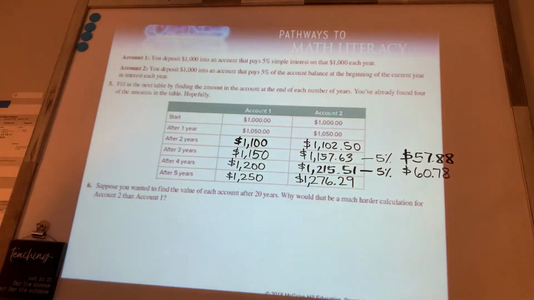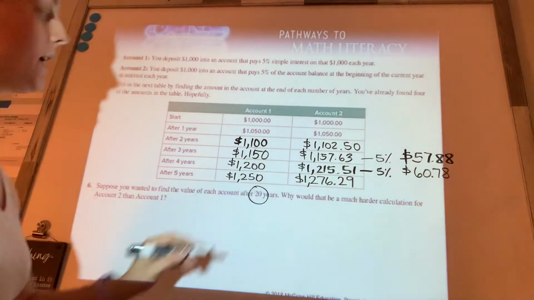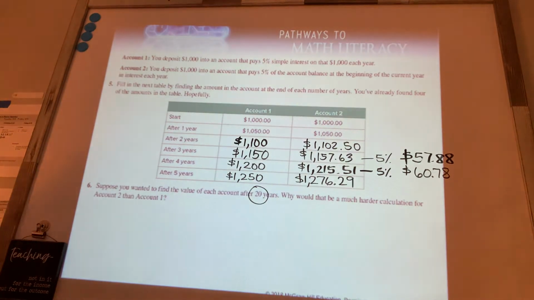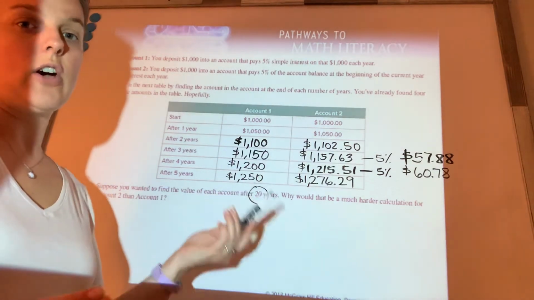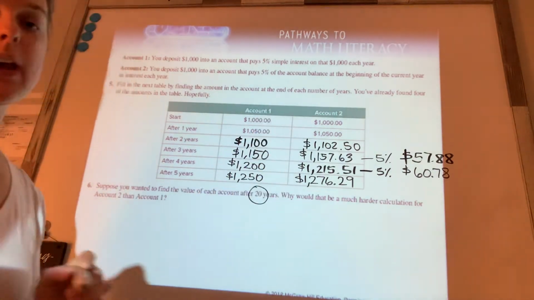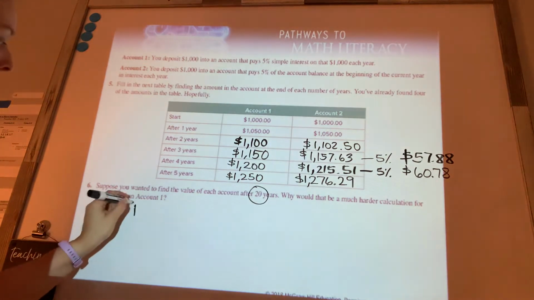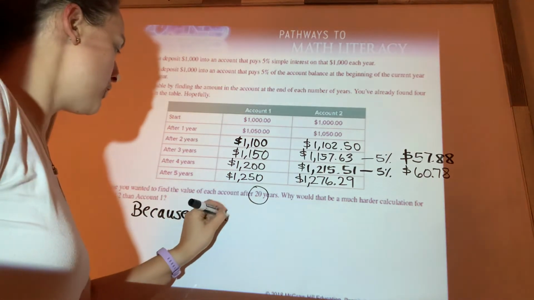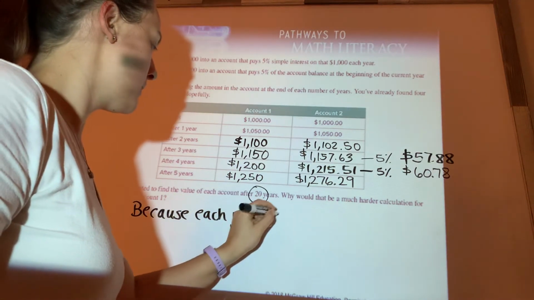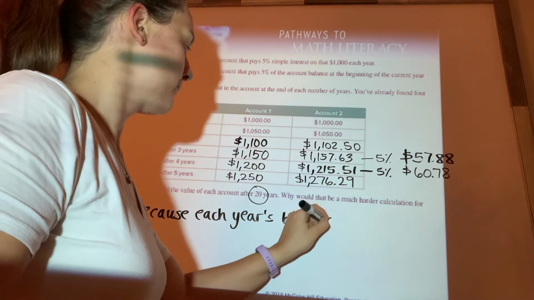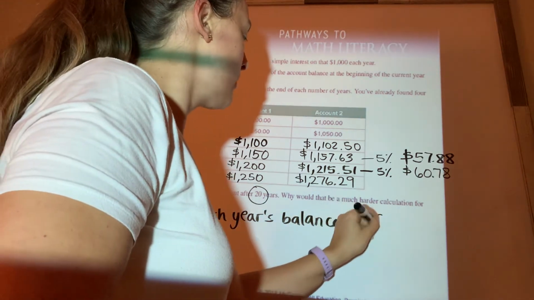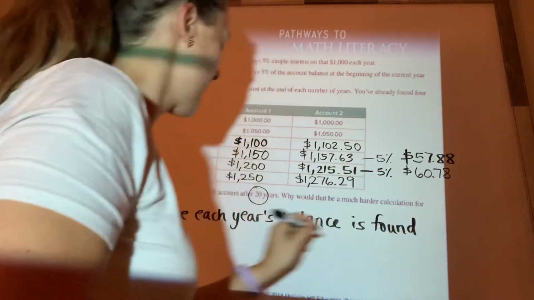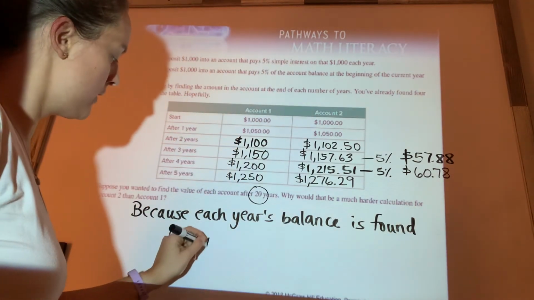Okay. Number 6, suppose you wanted to find the value of each account after 20 years. Holy cow. Why would that be a much harder calculation for account 2 than account 1? I think you've already caught on to the fact that calculating the numbers for account 2 is much more complicated, and that's because each year's balance is found from the previous year's balance.